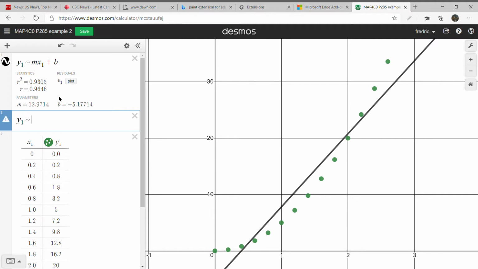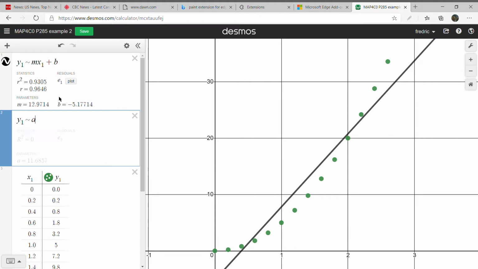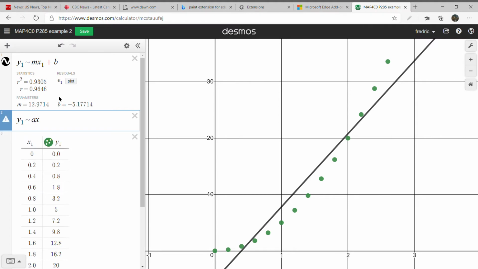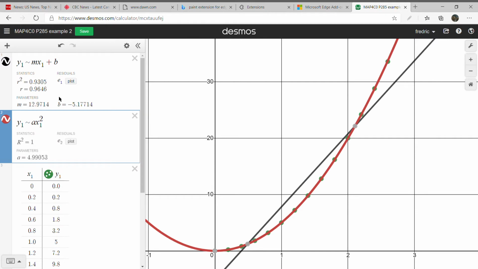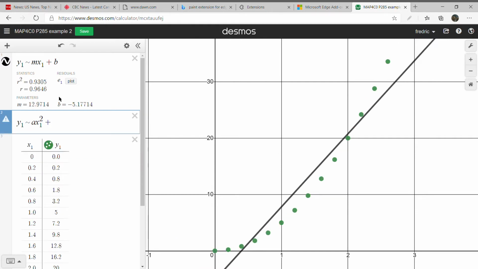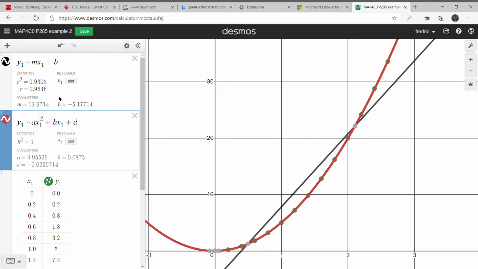Now enter the quadratic equation that you know from before, ax1 squared plus bx1 plus c. This is what you would call a quadratic equation, ax squared plus bx plus c. But because we are using the x1 and y1 from the table of values, instead of y we need to have y1, and instead of x and x there, you need to have them as x1 and x1.